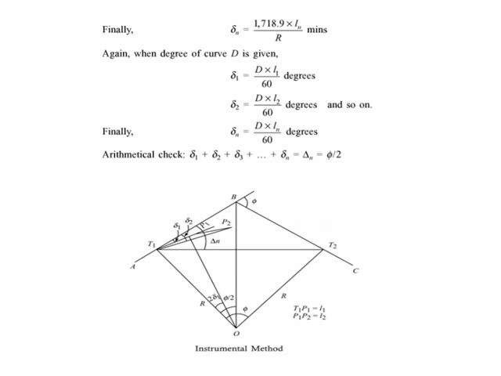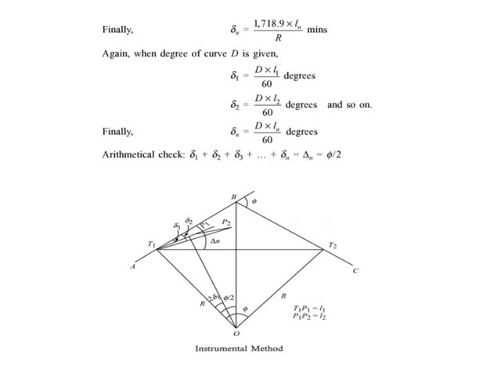Similarly, delta 1 equals D1 into L1 upon 60. When D is given, or when the degree of curve is known, we can make use of this formula, D into L1 upon 60. Here R is missing, here D is missing. So when D is missing, delta is calculated as 1718.9 into L1 divided by R. Whereas when the radius is missing and the degree is known, we can calculate the deflection angle delta 1 equal to D into L1 divided by 60.